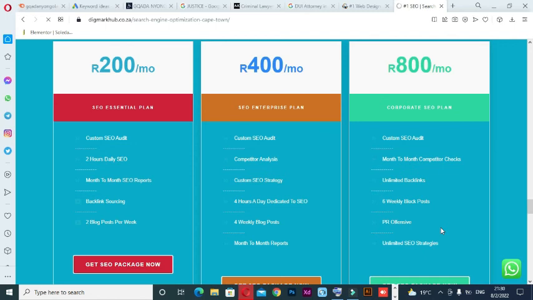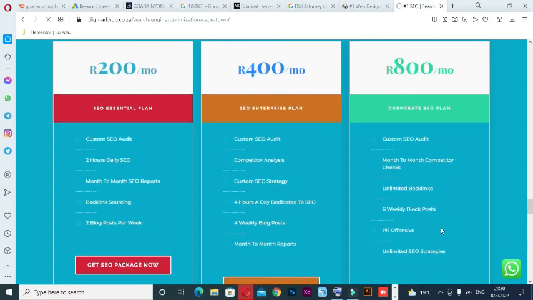The bigger package means also more time dedicated to your website. Like you can see here, it's 4 hours dedicated to your SEO per day, 4 weekly blog posts and month-to-month reports, and there it will be 6 blog posts per week, which means 1 blog post per day. That will be hectic. So it also justifies the price. Custom SEO audit. Done month-to-month checks on your competitors, so we'll be deep on your competitors. Like we are checking them each and every month, what they are doing and how we can do.